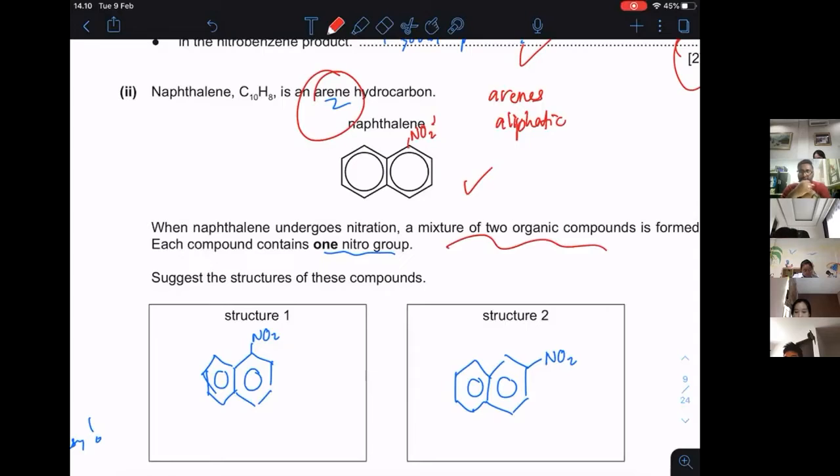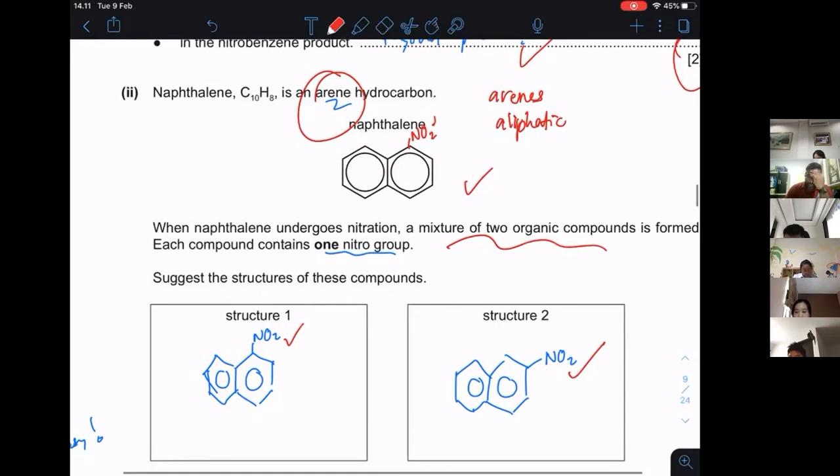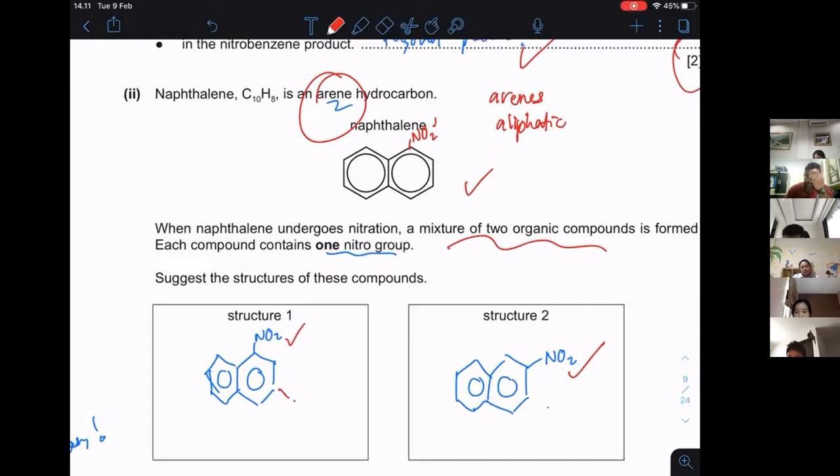Okay, if you have two organic compounds, then the position matters. If I put NO2 over here, they are different. If I put the NO2 over here, can or not? Can, but they are the same as this. If I put the NO2 here, can or not? Can, but they are still the same as this. So there are only a maximum of 3.